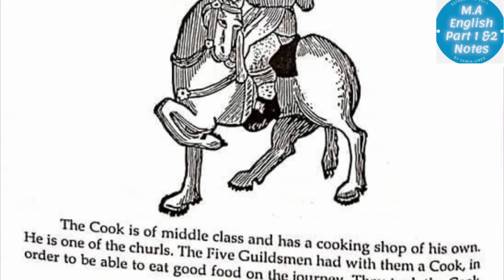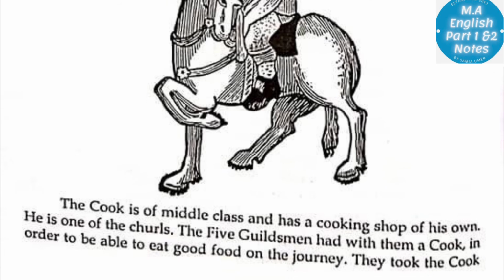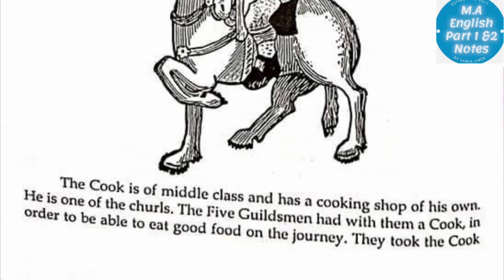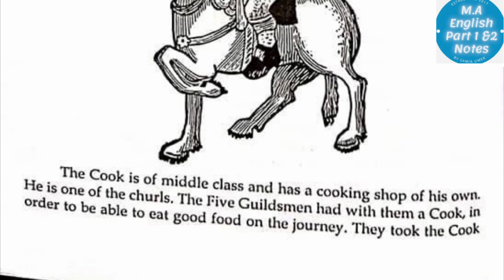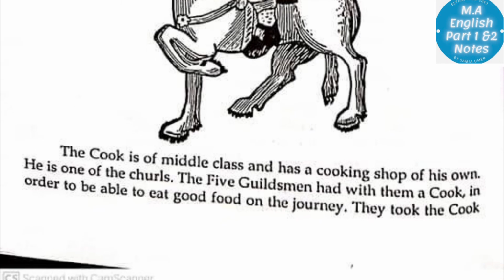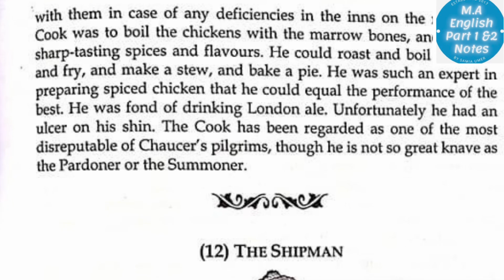Now let's move on towards his character. The cook is of middle class and has a cooking shop of his own. He is one of the churls. The five guildsmen had with them a cook in order to be able to eat good food on the journey. They took the cook with them in case of any deficiencies in the inns on the road.